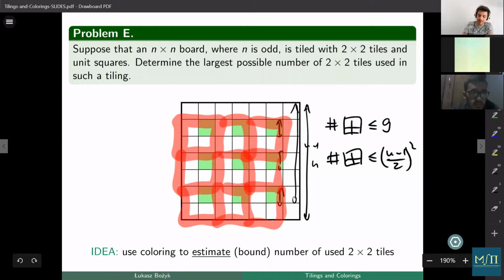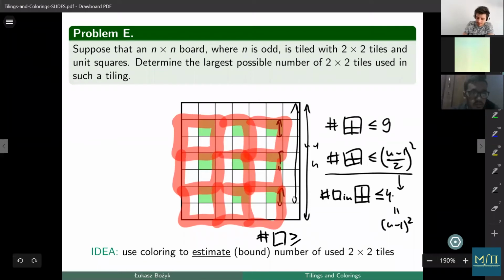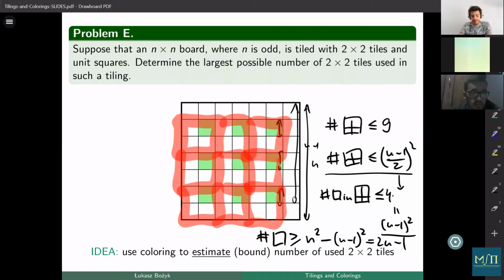And so to be maybe a bit more precise, the number of cells covered by these 2 by 2 tiles is at most 4 times the above number, which is (n minus 1) squared. So the number of 1 by 1 cells is at least the number of all cells, n squared, minus the number of cells used in 2 by 2 squares, which is (n minus 1) squared, which is precisely 2n minus 1 in general.